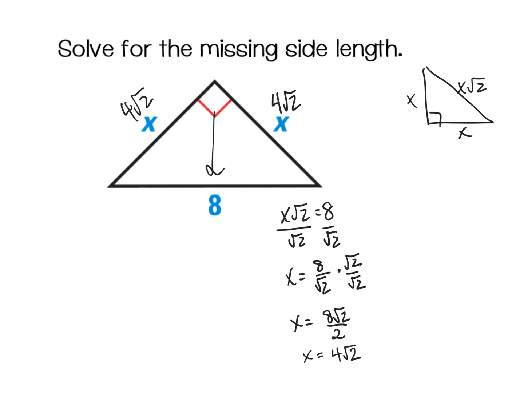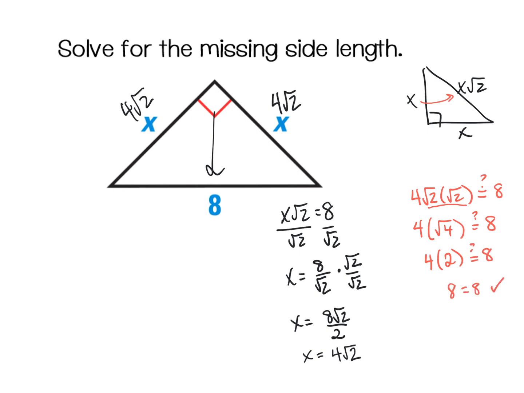Okay, now a little side note here. We can double check ourselves, right? Because if I know my leg and I want to go from my leg to my hypotenuse, I can just multiply by a radical 2. So is 4 radical 2 times a radical 2 equivalent to 8? We can double check. Well, we have 4 times radical 2 times radical 2, which is 4 times radical 4. And we know the square root of 4 is actually 2. So 8 is equivalent to 8. So we know we did the right math there. Okay, so you can always go back and double check yourself.